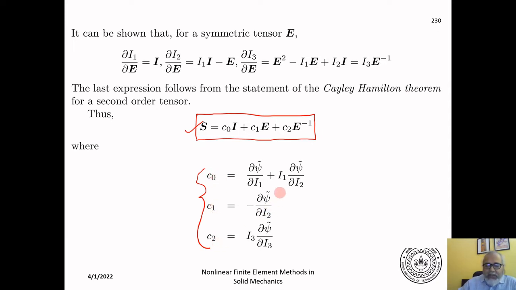But while doing that, we have to remember the small change that has happened. I1 is no longer the invariants of E as it is in this case. They are invariants of C. So we will have to keep that in mind while deriving the new C0, C1, and C2 that will be applicable here. So let's do that.